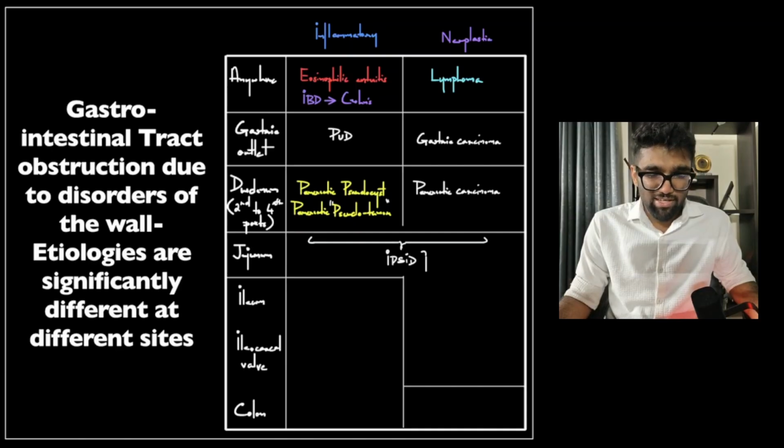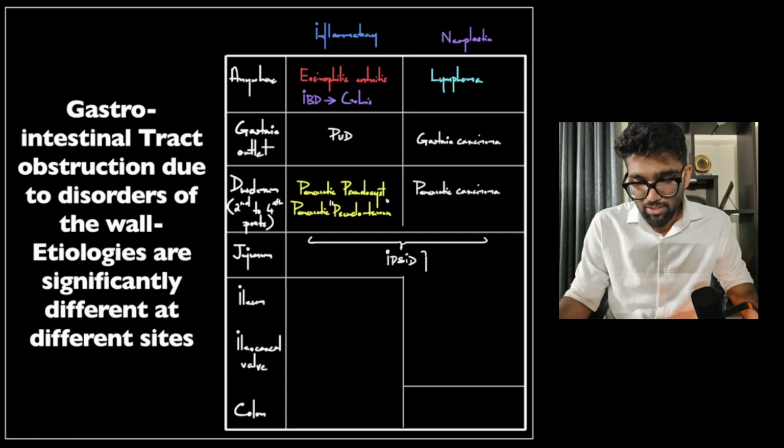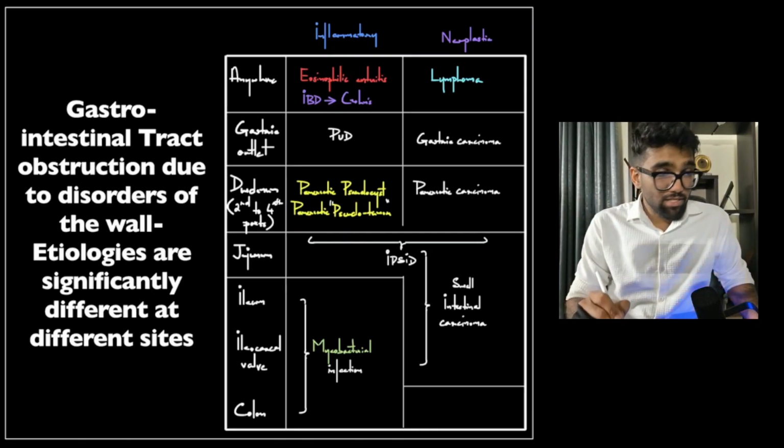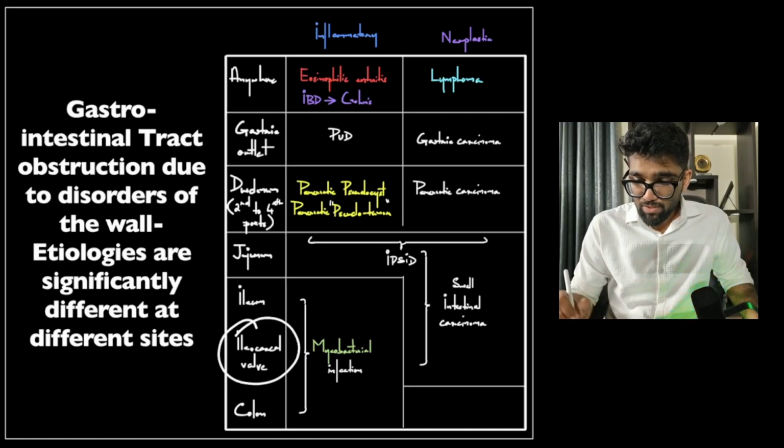So we'll get into that in hematology at a later date. But it would technically be both an inflammatory and a neoplastic lesion. Then we have small intestinal carcinoma, a rare lesion, but obviously it only affects the small intestine. And we have mycobacterial infections, most commonly tuberculosis, that can affect the ileum, ileocecal valve, and the colon, but most commonly affects the ileocecal valve.